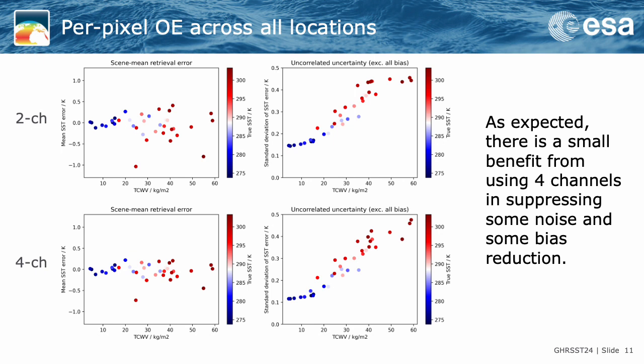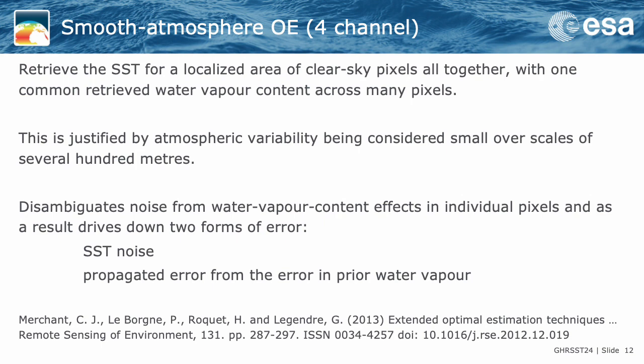because it wouldn't allow good representation of the small-scale variability in the coastal zones. In order to explore how we might beat down the noisiness of the high-resolution sea surface temperatures, I turn now to an experiment where we've done a smooth atmosphere version of optimal estimation.